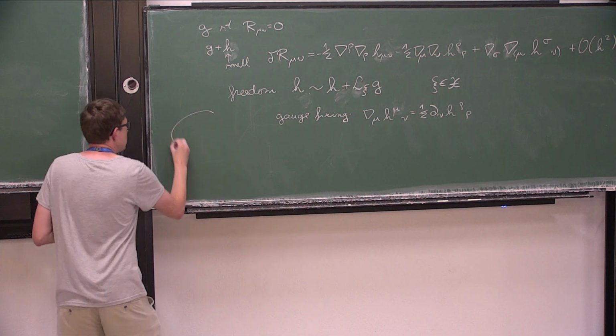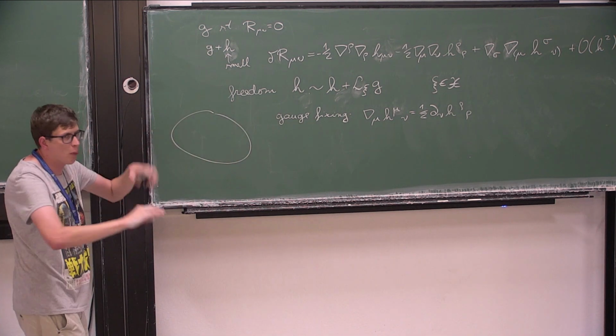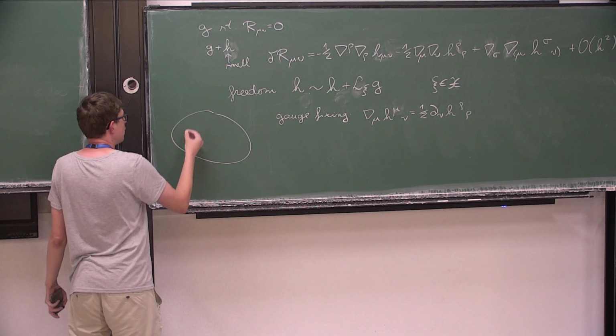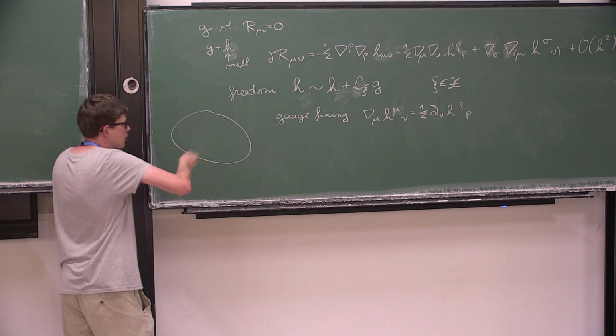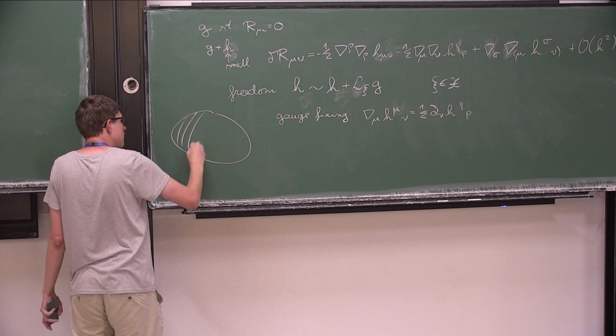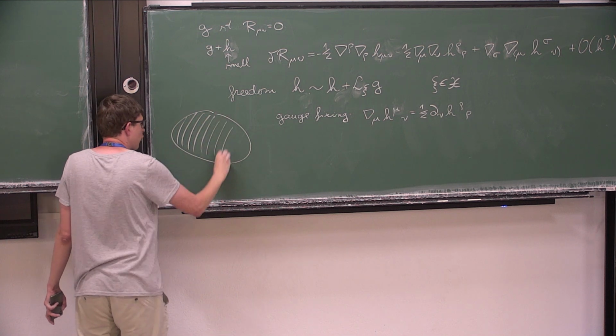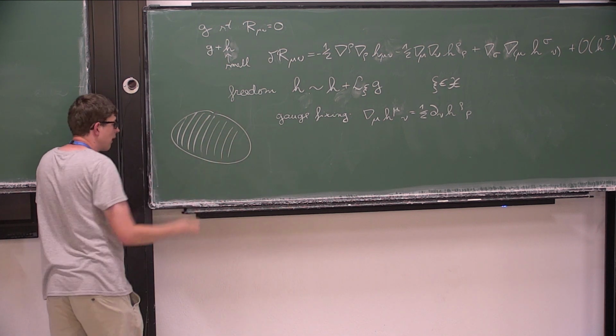Okay, so what does this mean? This is your infinite dimensional space of all possible metrics that you have. Now some of them are equivalent, they just correspond to change of coordinates. So there are orbits of this diffeomorphism group. So these are physically equivalent things. I'm drawing them by lines.